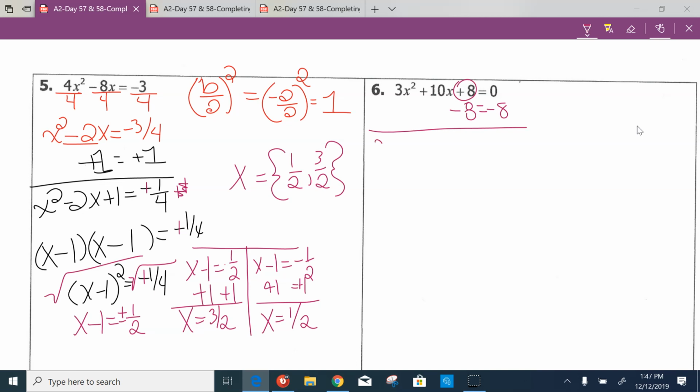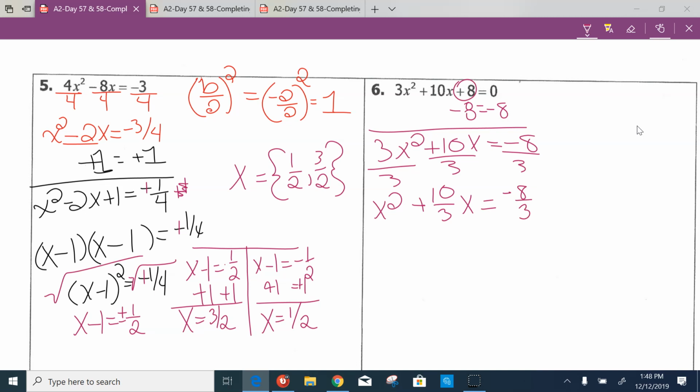When I do that, I get 3x squared plus 10x equals negative 8. And okay, so far, I'm almost on the right track. Now to get the x squared by itself, I'll divide everything by 3. So 3 divided by 3 gives me the 1x squared. I'm going to go ahead and leave 10/3 as a fraction. And then I'll leave even the negative 8/3 as a fraction. Your calculators can handle this, so don't panic.